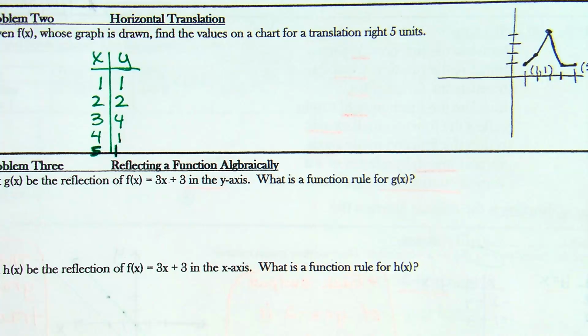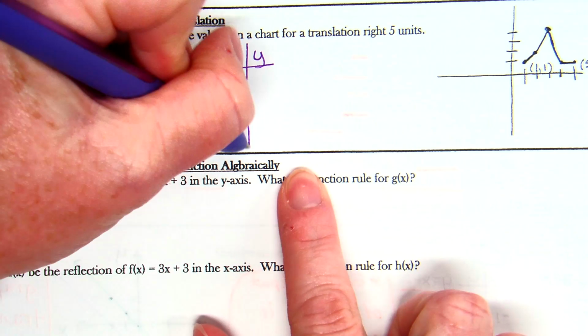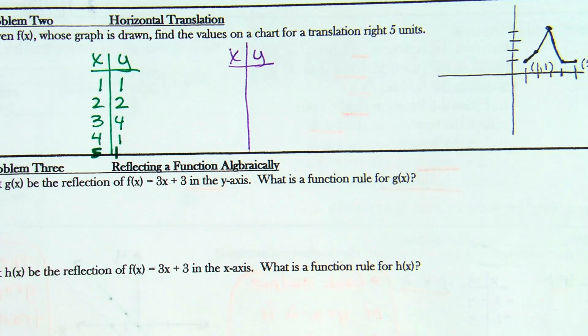Now, those are the given pieces. The question specifically says now to find the values for a translation right 5. Any thoughts on what my chart is going to look like after I move these points right 5? He says add 5 to all the x values. Do you like that?